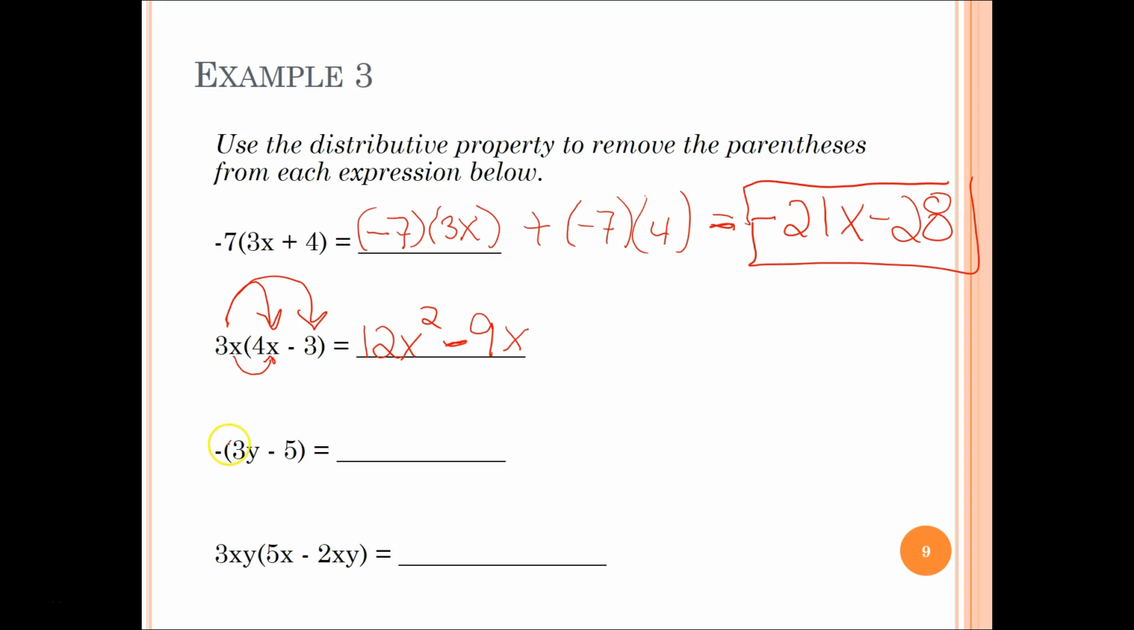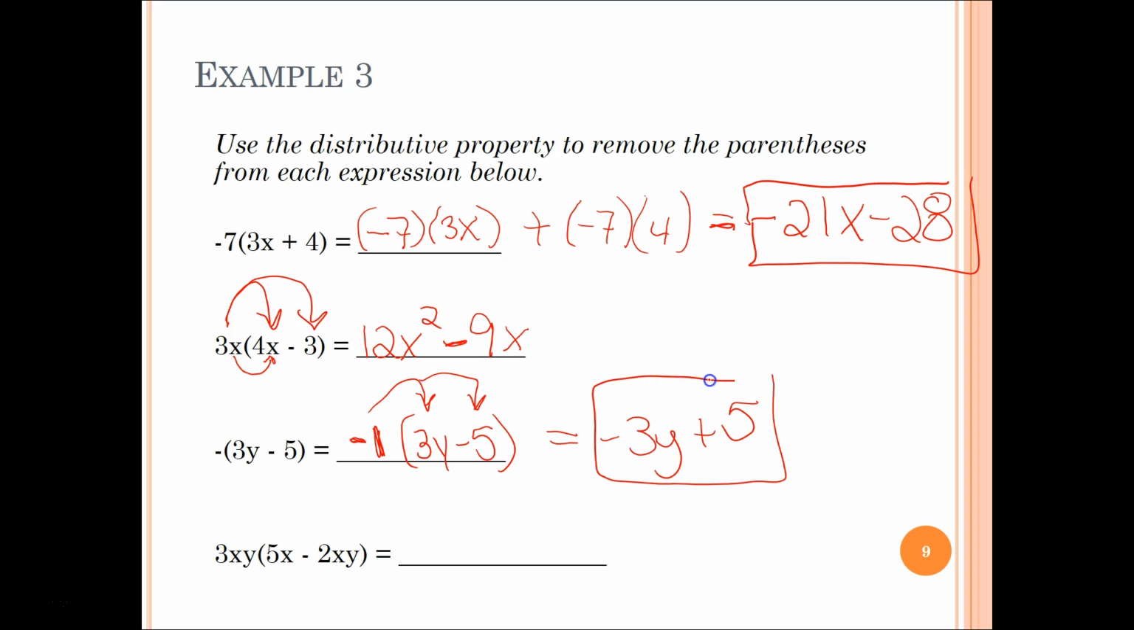Now this one's interesting. Notice that this is really the same thing as negative 1 times 3y minus 5. So all we're doing is changing the sign of each individual term because everything's being multiplied by a negative 1. And this is going to give us an answer of negative 3y. Negative 1 times negative 5 is positive, plus 5. So these are our results so far.